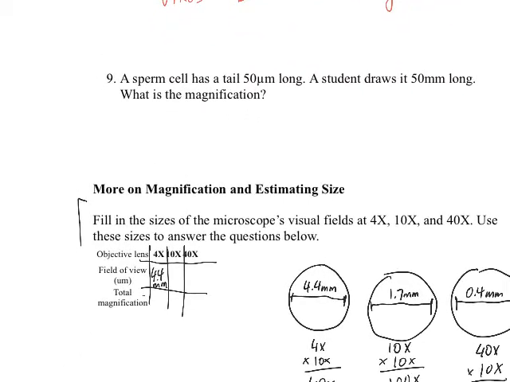Okay, a sperm cell has a tail the length of 50 micrometers. A student draws it 50 millimeters long. What is its magnification? So magnification, 50,000. Oh, yeah, because this is 50,000 micrometers. You have to convert it, divided by 50, which gives you 1,000x.